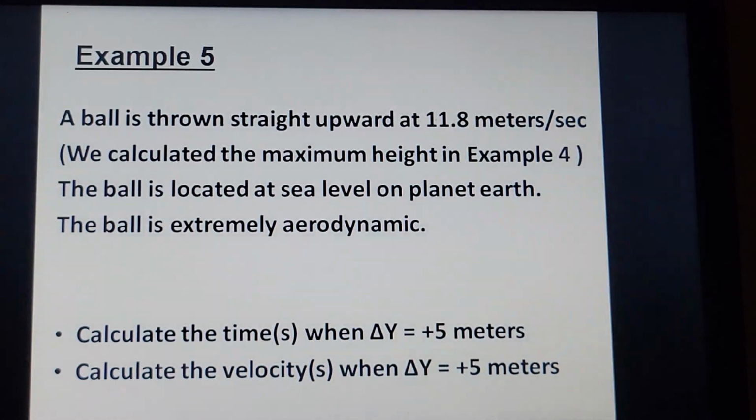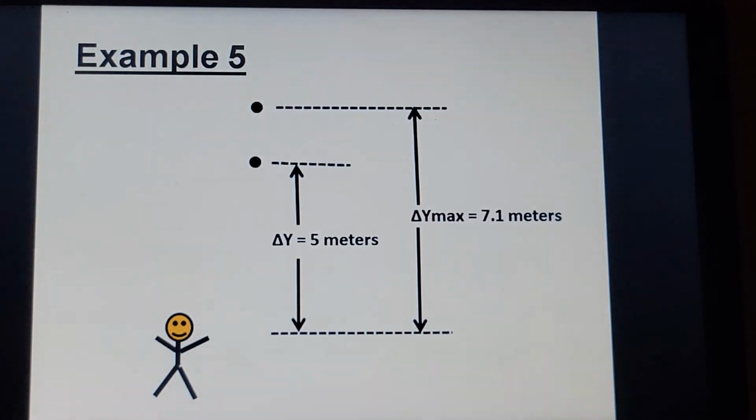Picture somebody looking out the window. They can see the ball on its way up, and they're going to see the ball on the way down again, aren't they? So let's draw a little diagram. Here's what we're trying to solve.